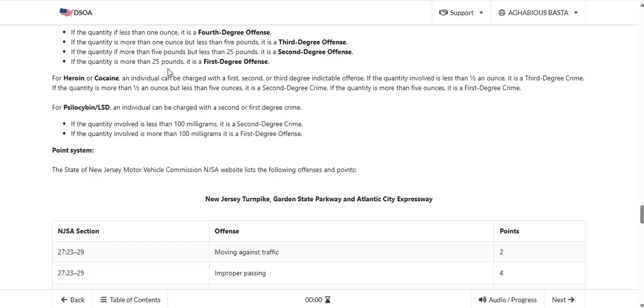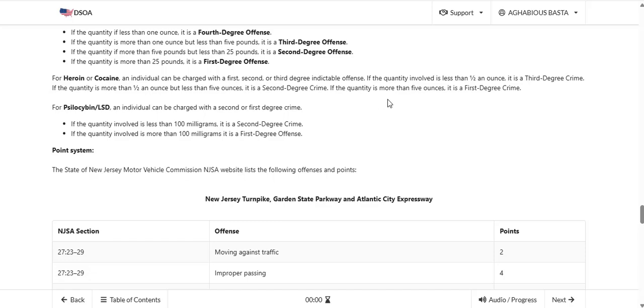For heroin or cocaine, an individual can be charged with a first, second, or third-degree indictable offense. If the quantity involved is less than half an ounce, it is a third-degree crime. If the quantity is more than half an ounce but less than 5 ounces, it is a second-degree crime. If the quantity is more than 5 ounces, it is a first-degree crime.